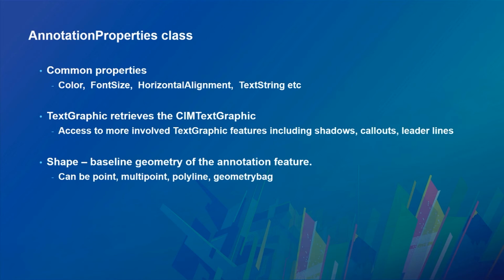And to complicate it even more for annotation, as if it's not complicated enough, this shape, this baseline geometry, can be a point, it can be a multipoint, it can be a polyline, it could be either a two-point or a Bezier curve, and it can also be a geometry bag, depending upon whether you have stacked annotation. And you don't know which one it is, really. It could be any of them. So if you're going to do some manipulation of these baseline geometries, you need to cater for the ones that you want to modify and the ones that you don't want to modify, or just accept the fact that there could be more than one geometry type coming through.